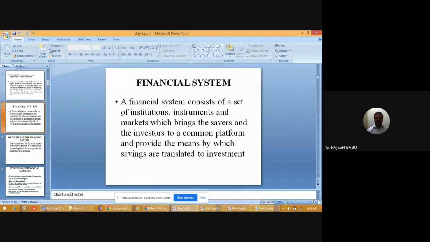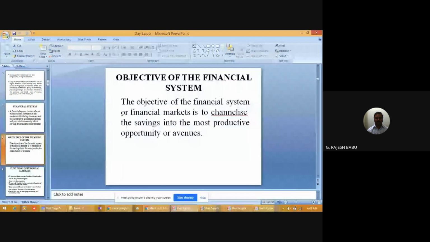productive opportunities or avenues. A financial system consists of a set of institutions, instruments, and markets which bring the savers and the investors to a common platform and provide the means by which the savings are translated into investment. The major objective of the financial system or financial market is to channelize the savings into the most productive opportunities or avenues.